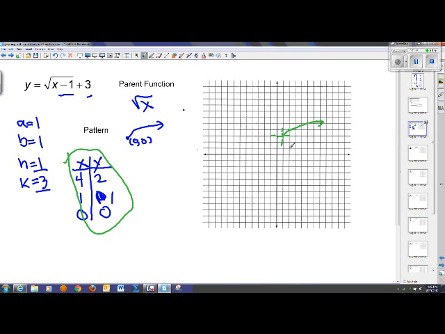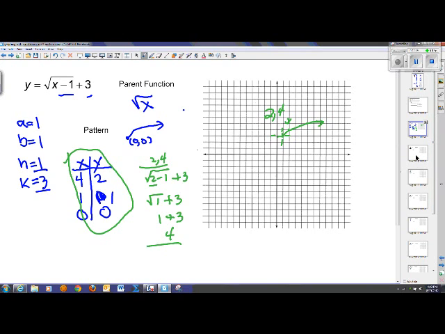Here's 2 and 1, 2, 3, 4. So I have a point (2, 4) on that graph. And I'm going to check to see if that works. If I plug in 2 and get out 4, I'm gold. So I have the square root of 2 minus 1 plus 3 after I plug in that 2 value. So notice I get the square root of 1 plus 3, which is 1 plus 3, or 4. So notice that point (2, 4) checked out. I must have graphed it right.